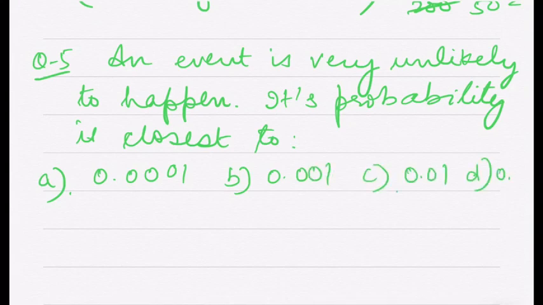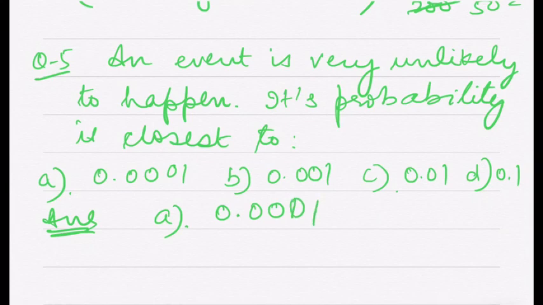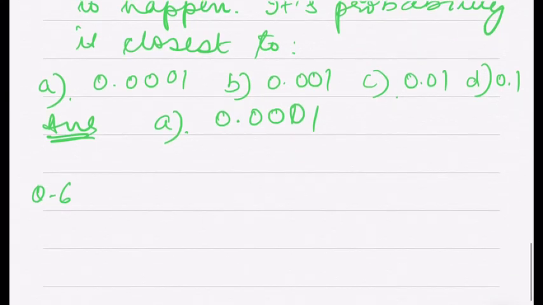So closest means closest to 0, right? So out of these 4 options, my closest option to 0 is A, 0.0001. One more 0. So other options are greater than that. So that's the answer. Now let's move to next question. Question number 6, last 1 mark question of this test.